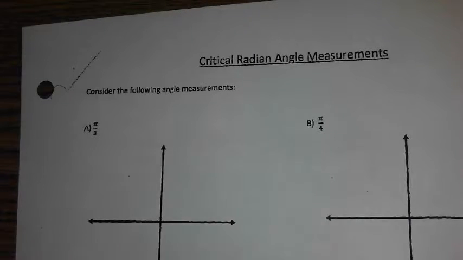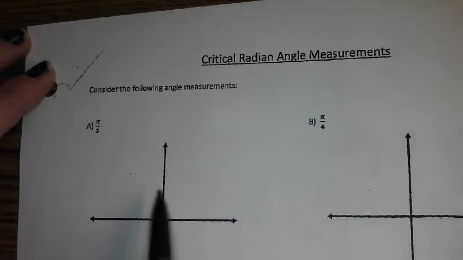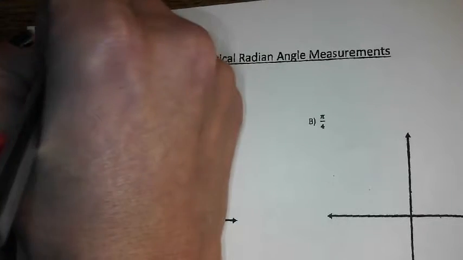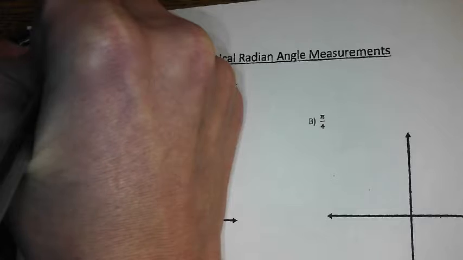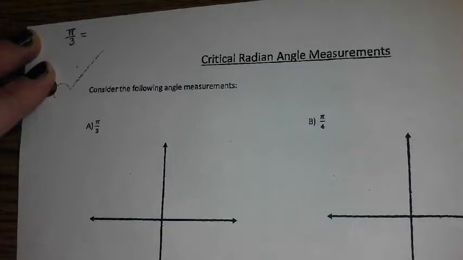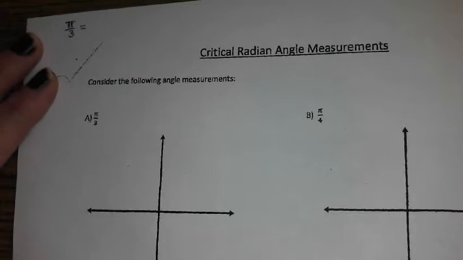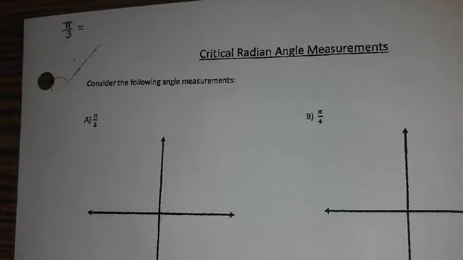The first thing I want to do is discuss what each of these are in degrees. So what is pi over 3 in degrees? If pi is the same thing as 180 degrees, what's pi divided by 3 in degrees? 60.